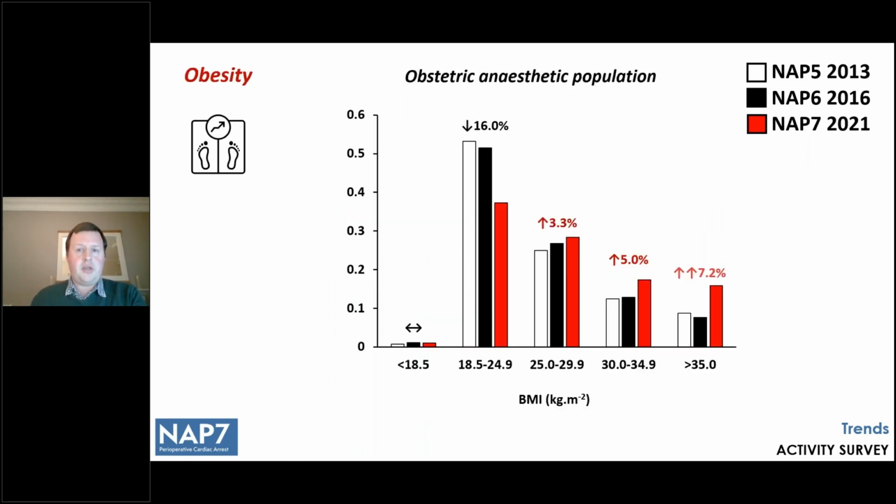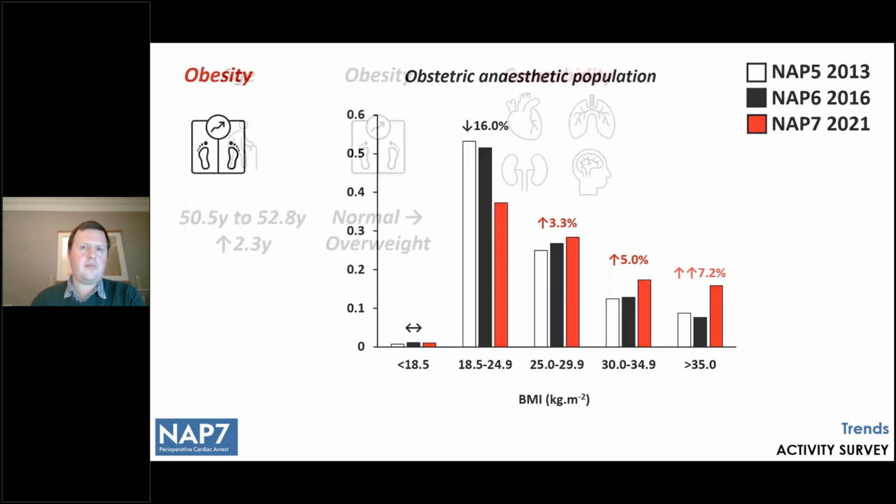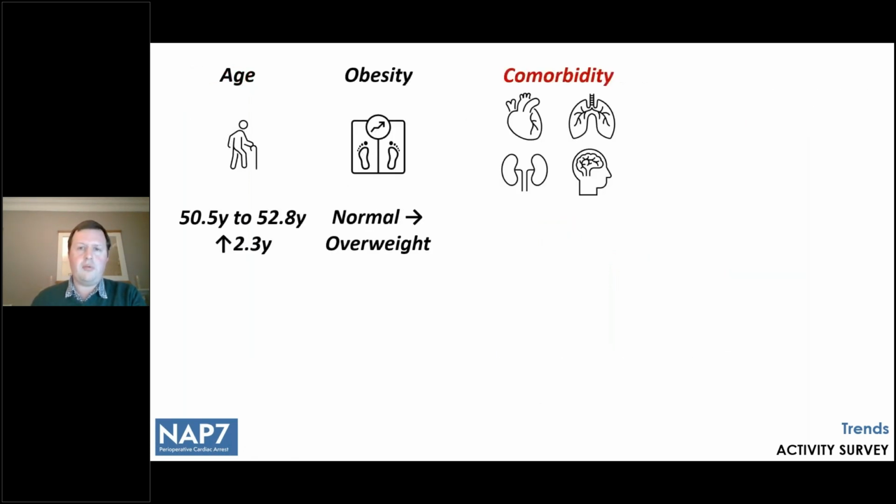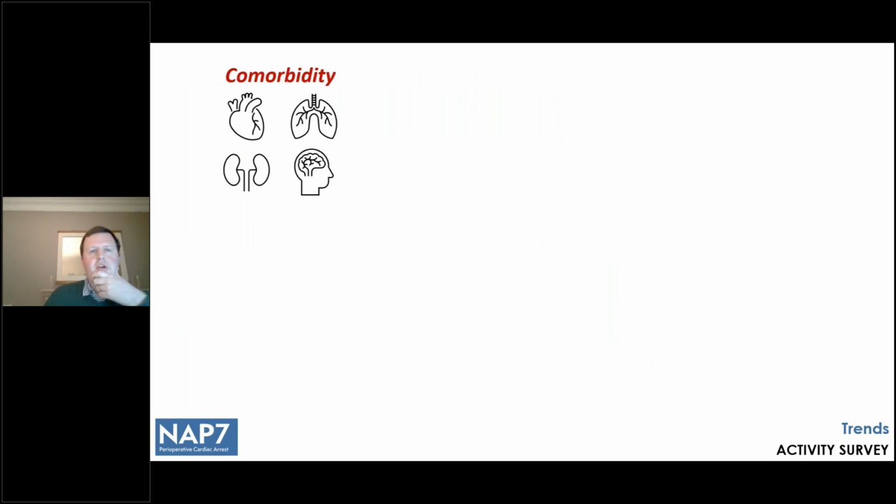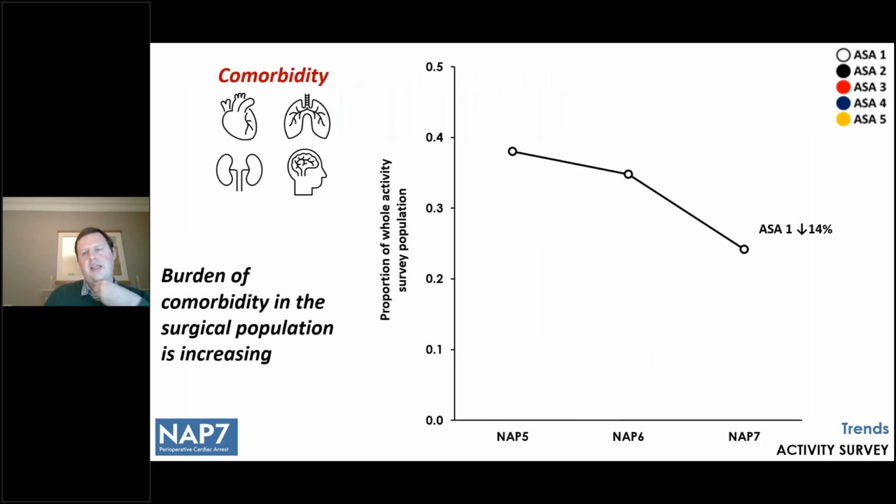And in the obstetric population, these changes are even more dramatic, over 12% if you add up all of these extra patients who are obese in the obstetric population. And then in terms of comorbidity, well, a very basic measure of comorbidity, of course, is the ASA scale.